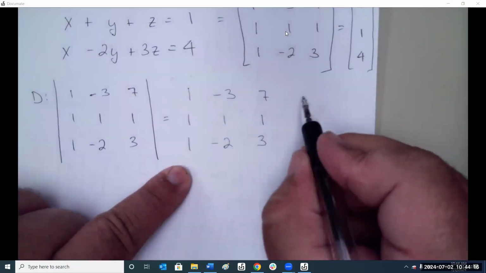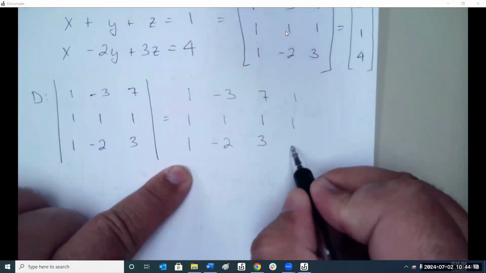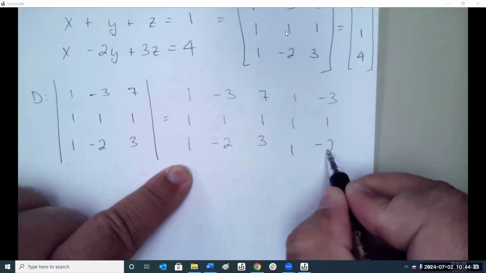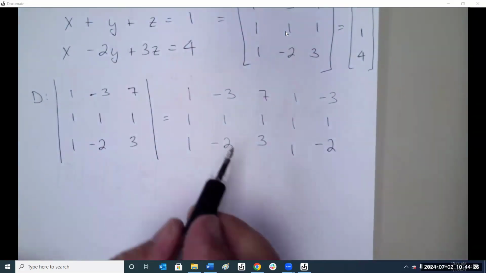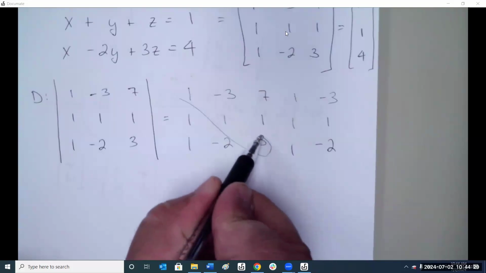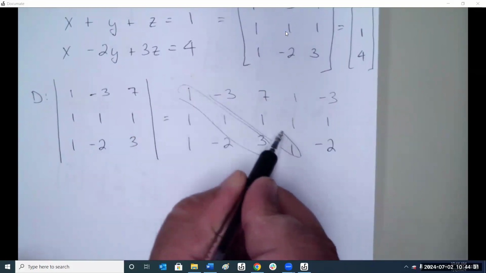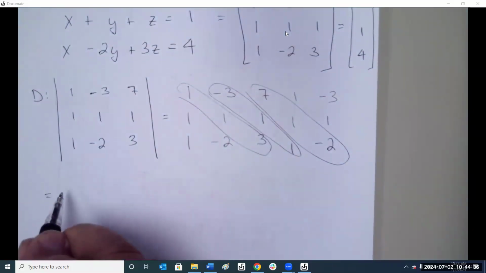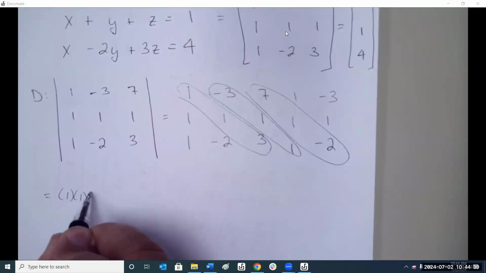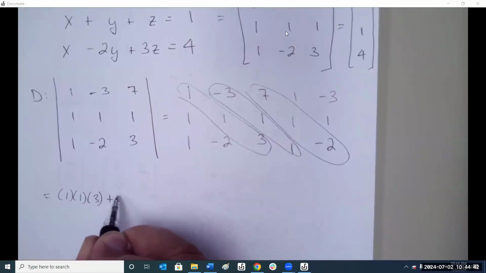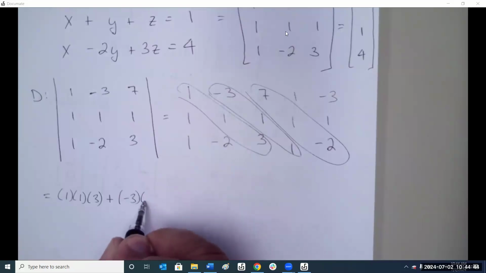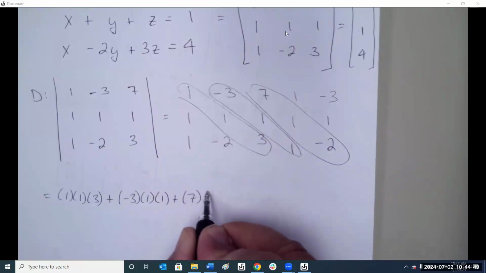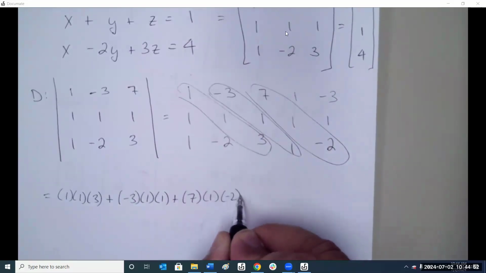Repeat the first 2 columns. Now, this side will multiply these diagonals. So we have 1 times 1 times 3 plus -3 times 1 times 1 plus 7 times 1 times -2.